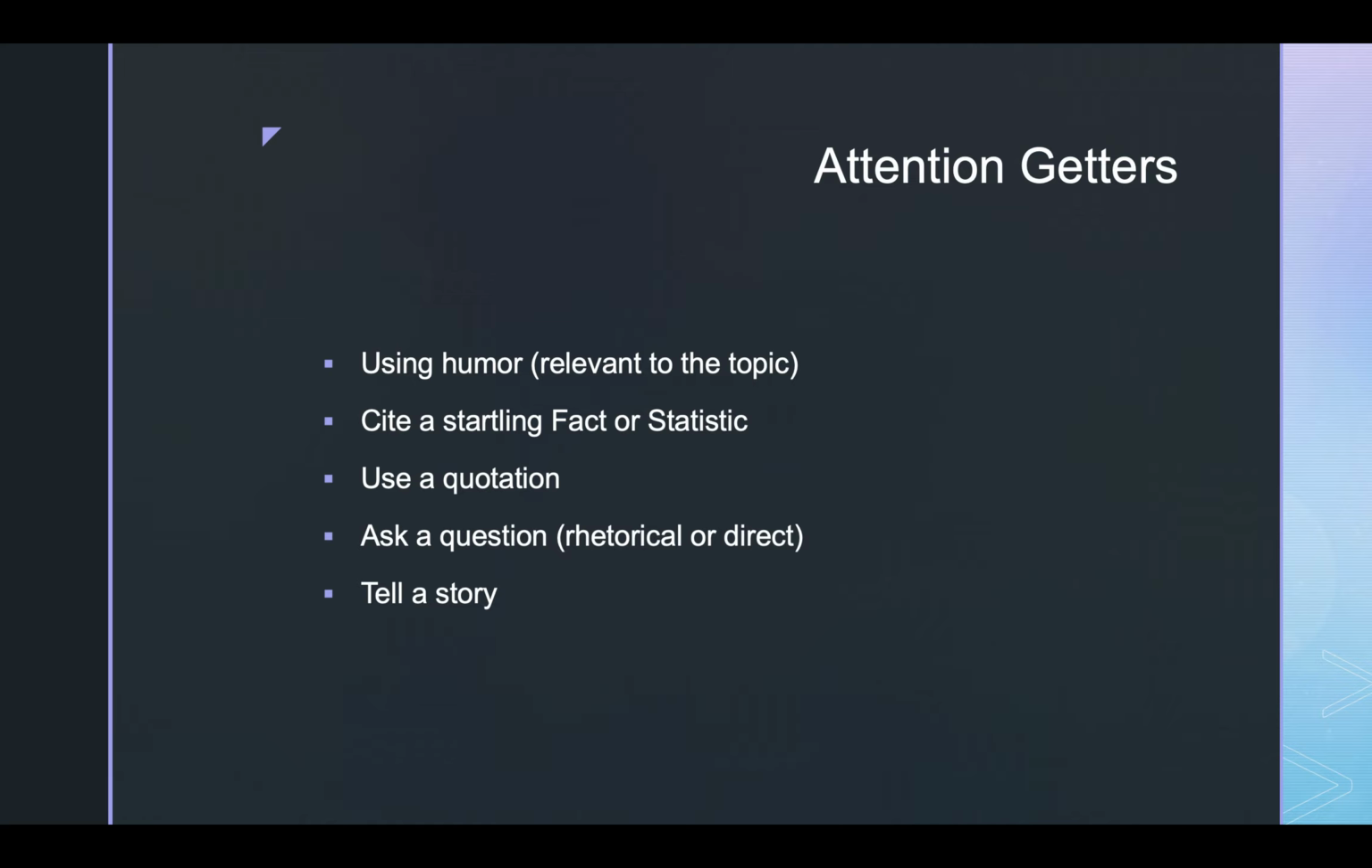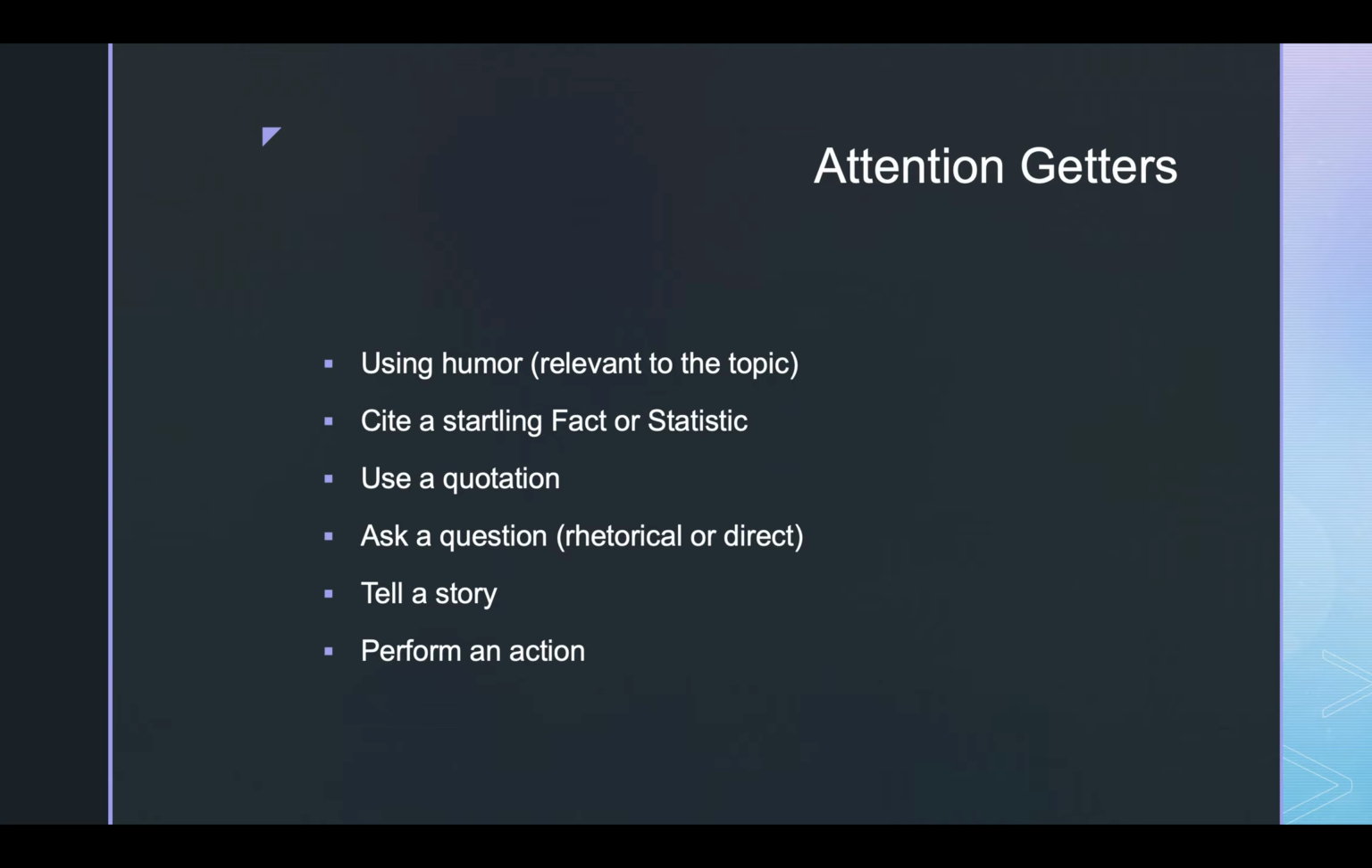Another very useful attention getter is to tell a story, tell a narrative, something that happened to you, something that happened to a specific person that is affected by whatever the topic is of your speech. It could be a hypothetical story, it could be a real story. And if it's a real story, you don't have to reveal that till the end in your conclusion that it was a real story, which is sometimes a pretty effective way to use a story within an attention getter. And finally, you can perform an action.